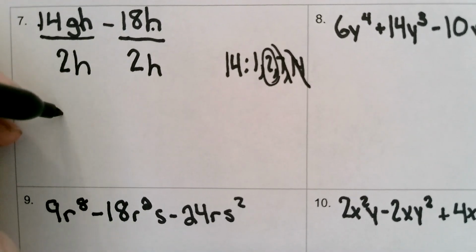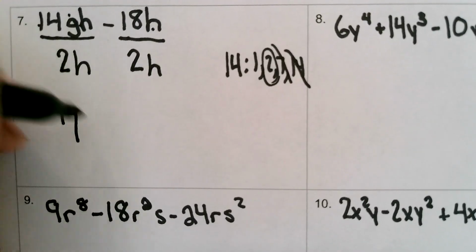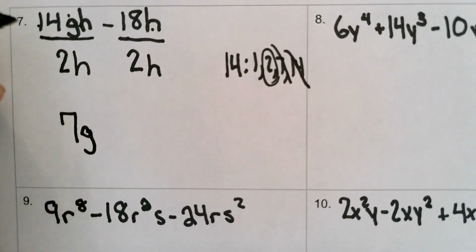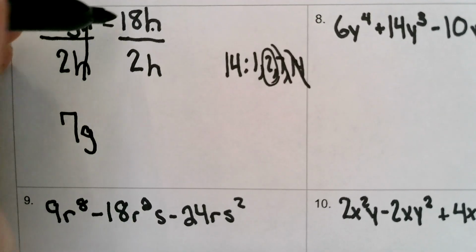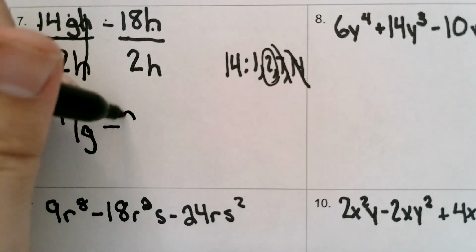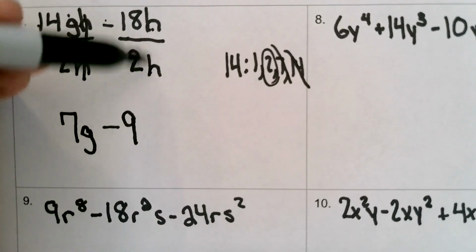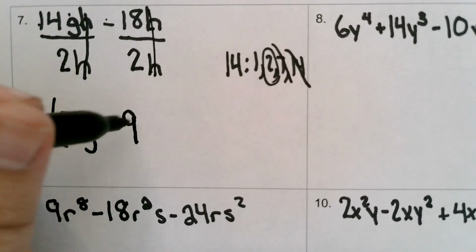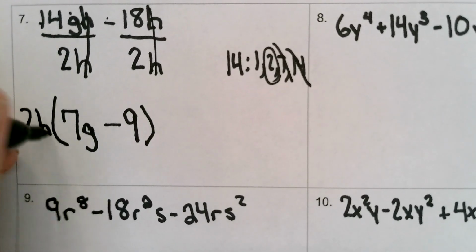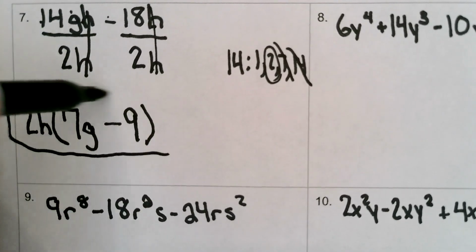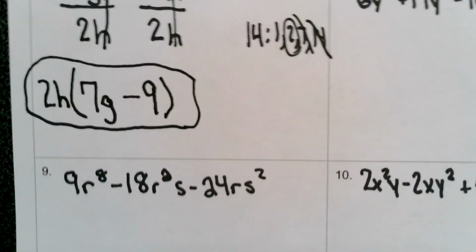14 divided by 2 is 7. G has nothing to divide with, so it just comes down. H and H cancel out. Negative 18 divided by 2 is negative 9. H and H cancel out. Stick it in parentheses, and stick your greatest common factor on the outside. And that's your answer.